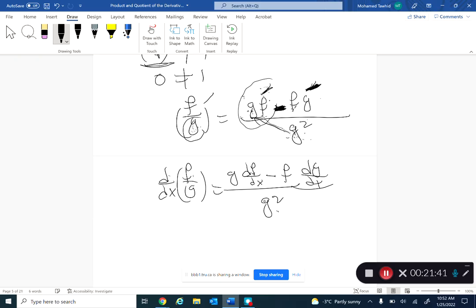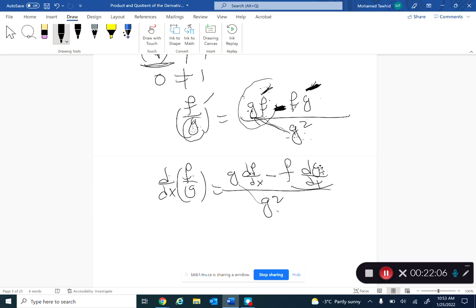It's g squared, then g f prime minus f g prime. Look what you have: interchange the derivative, right? So that is our formula here. It's called the quotient rule. Let me give you some examples for this quotient rule, so that you can see how to apply it.